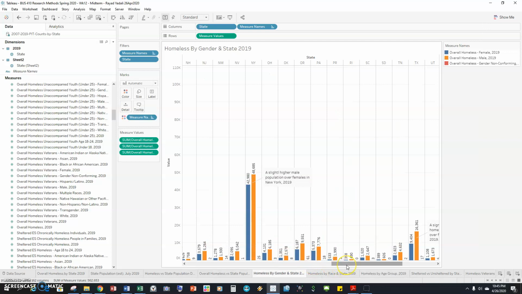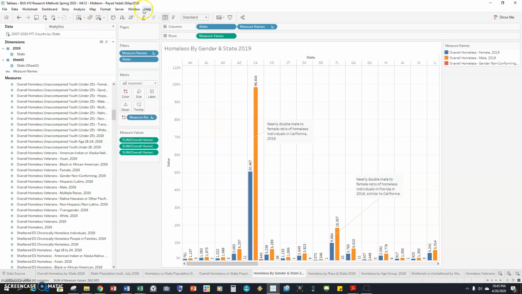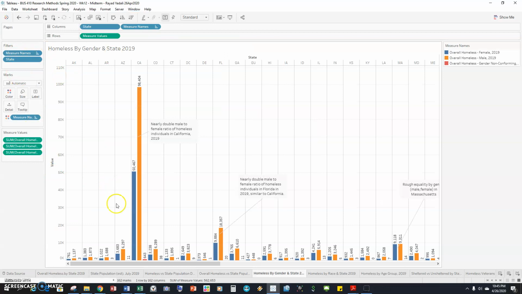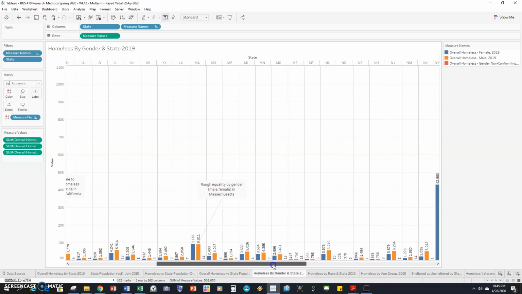especially homelessness by gender and state. I noticed a few things here. Actually, let me just get rid of this window so it'll make it easier to see. Yeah, get rid of the sidebar. So here you'll notice there's a double male to female ratio of homeless individuals in California, where it's roughly 98,000 males to 50,000 females. And if you keep going, you'll see a similar situation in Florida, obviously on a much smaller scale. Roughly equal in Massachusetts, under 10,000 each.